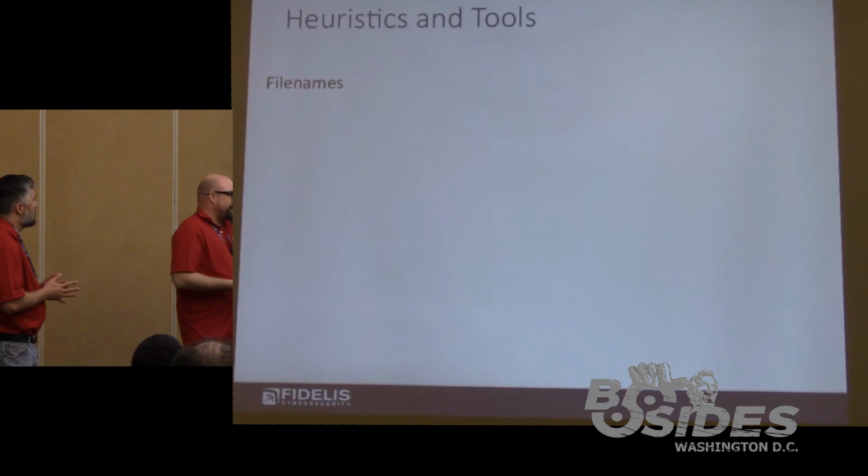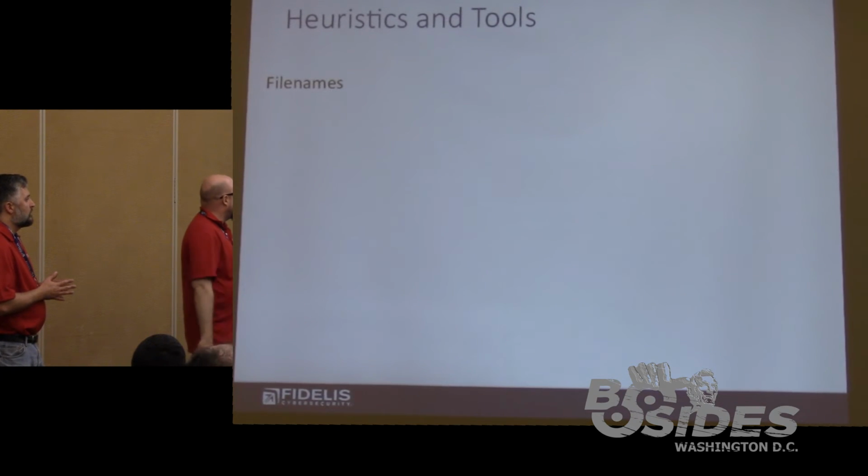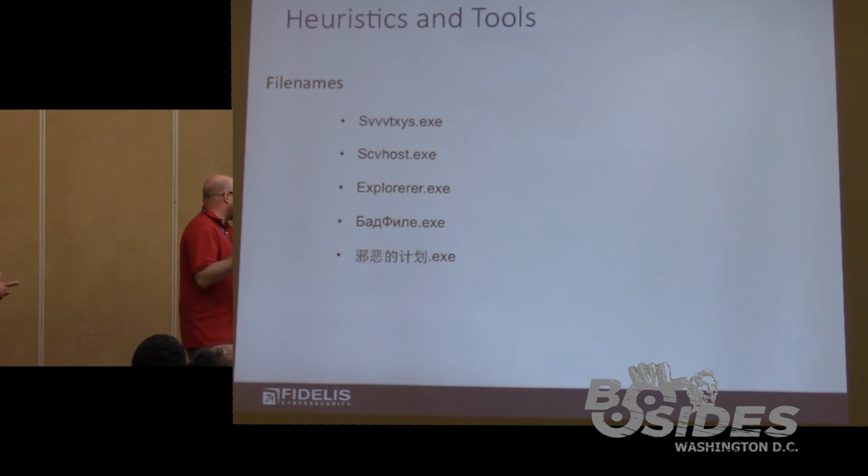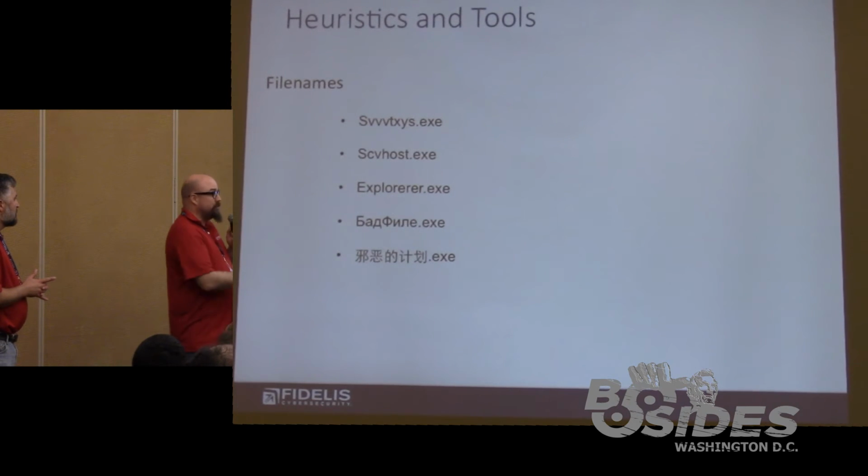So now you have the tool set. What do you do with it? Well, you go out to the file system, and the first thing you want to look at is the file names. And like John was saying, if you see Cyrillic or Russian characters on Nana's system, there's something wrong. That's a big clue right there.